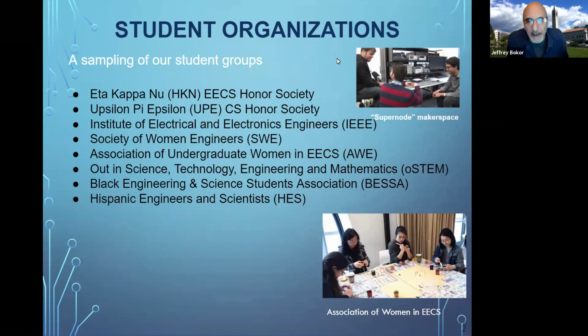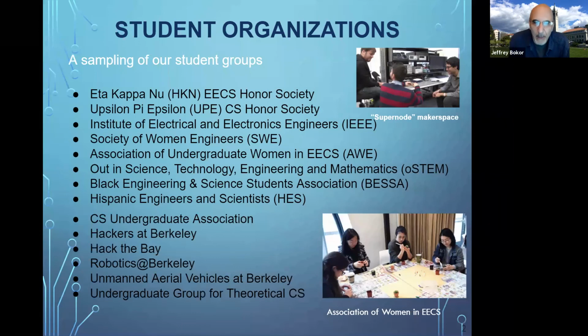First of all, these groups here are students who, with common interests, meet together. We have a couple of honor societies, the Institute of Electrical and Electronics Engineers, IEEE. There's a student organization, Society of Women Engineers, the Association of Undergraduate Women in EECS, Out in Science, Technology, Engineering, and Mathematics. That's basically a group of mostly LGBTQ students. We also have a student group of Black engineering and science students, Hispanic engineers and scientists, and a number of other groups of students who come together with these kinds of mutual common interests.